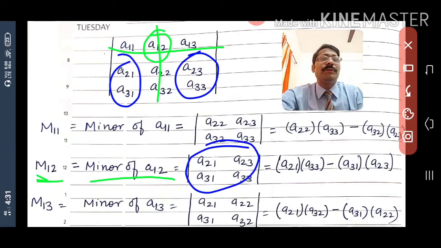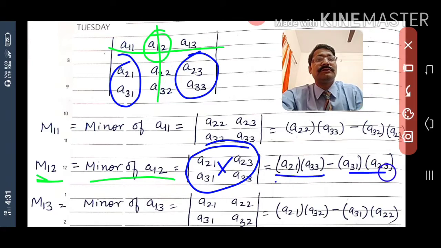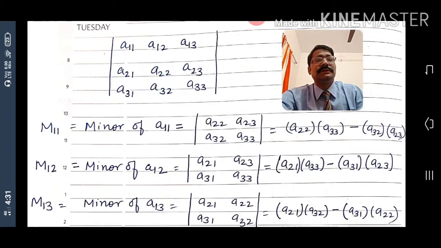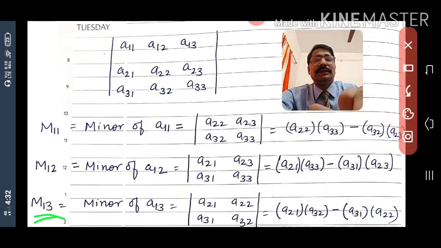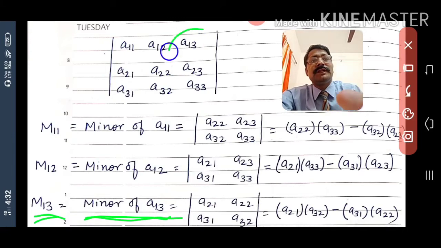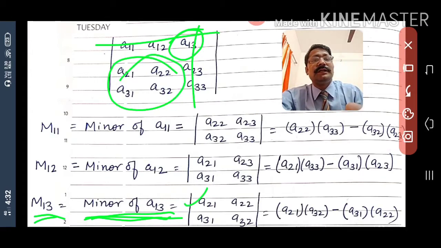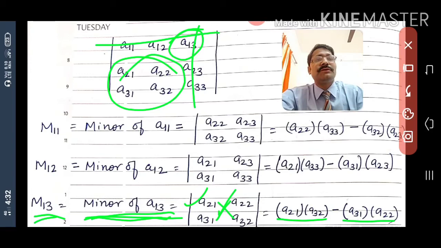And how you open the determinant, this is a 2 into 2 determinant, you will open by the cross product. So cross product you do, you will get the answer. How we find M13? M13 we will find minor of A13. 13 means first row and third column element, that is this element. So minor of 13, first row and third column will not take, so remaining elements you will write here, and that you will open by the cross product A21 into A32 and A31 and A22. So you hope you understand this, how to find the minors.